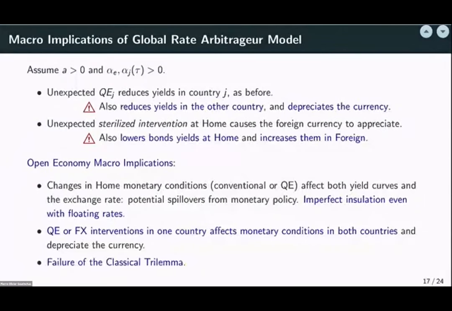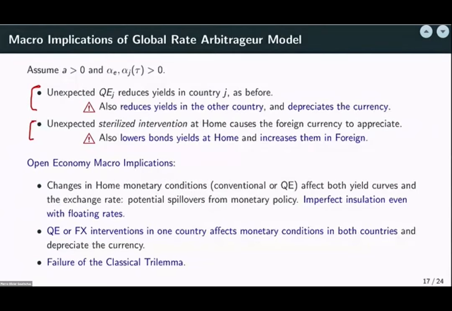Okay, thank you. Macro implications are now much more complex. Now what we're going to have is if you have QE in one country, that's going to not only affect the yields in a home country, but it's going to transmit and reduce the yields in the other country and depreciate the currency. So that's very similar. And of course, we have exactly the same economic logic as in the previous paper that Jeremy presented.